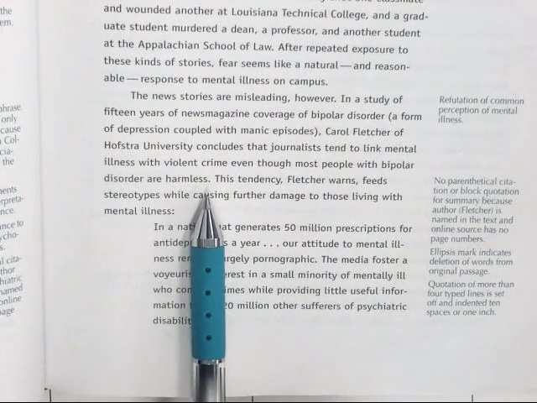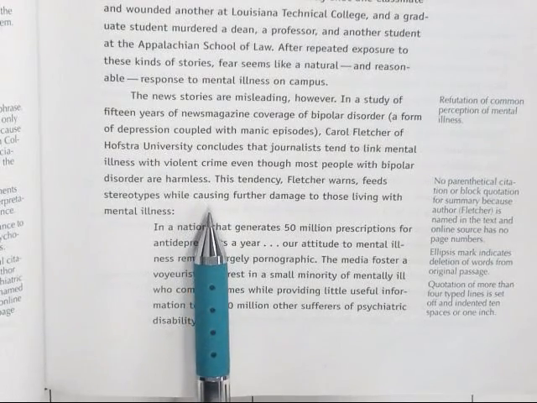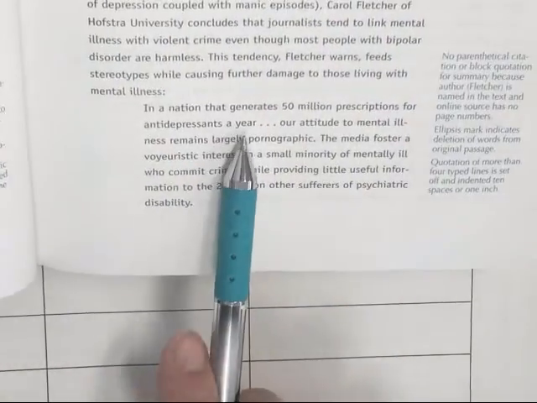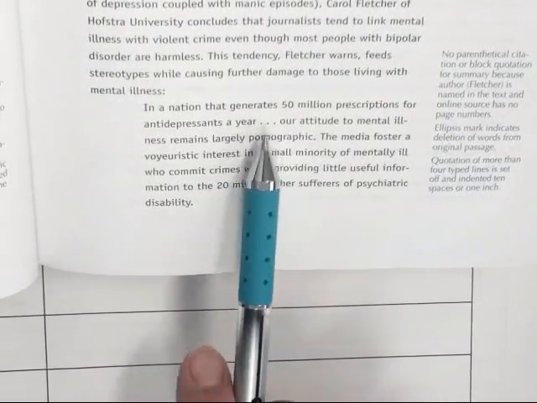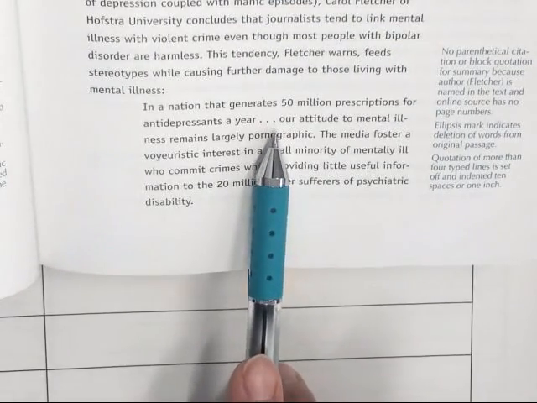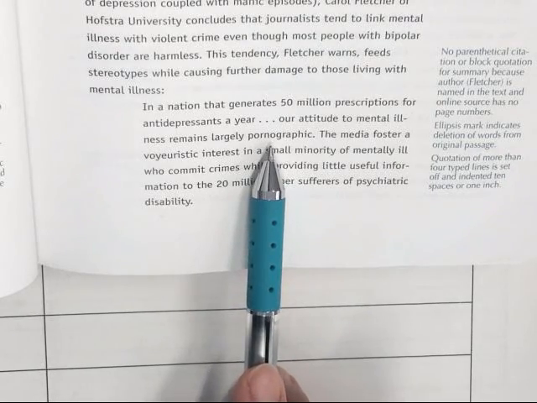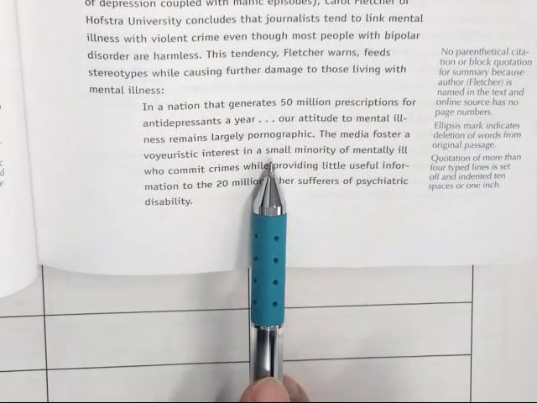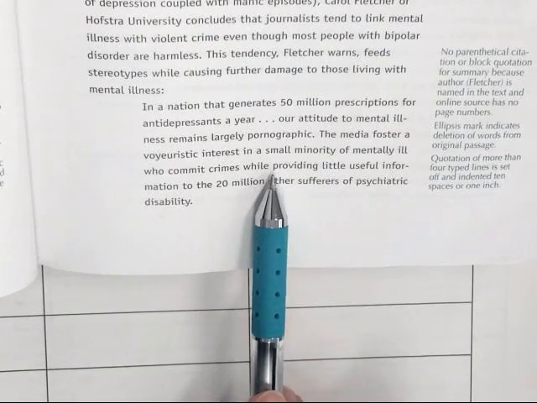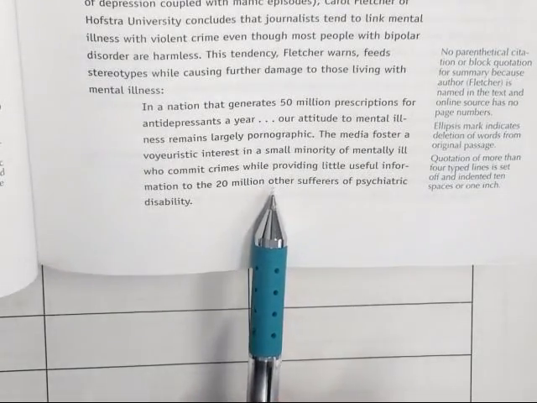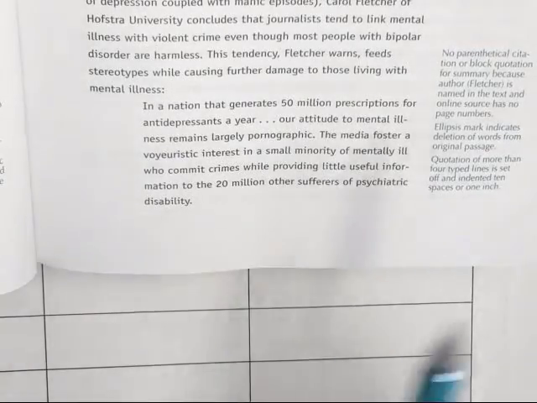This tendency, Fletcher warns, feeds stereotypes while causing further damage to those living with mental illness. In a nation that generates 50 million prescriptions for antidepressants a year, our attitude to mental illness remains largely pornographic. The media foster a voyeuristic interest in a small minority of mentally ill who commit crimes, while providing little useful information to the 20 million other sufferers of psychiatric disability.